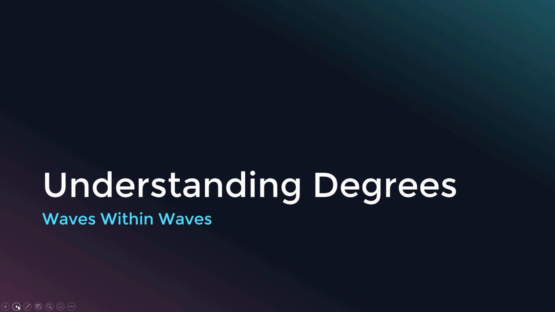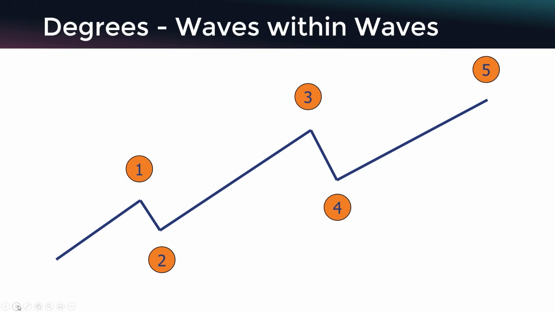Understanding degrees, waves within waves. The term degrees relates to the fractal nature of Elliott wave patterns, which means if you take any single part of a pattern and zoom in on it, you'll find that a pattern can also exist at a lower level or lower degree. Let's take a simple pattern.